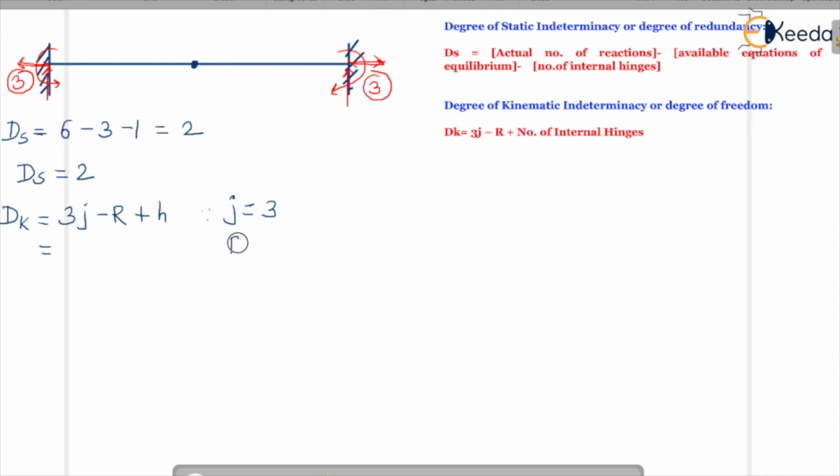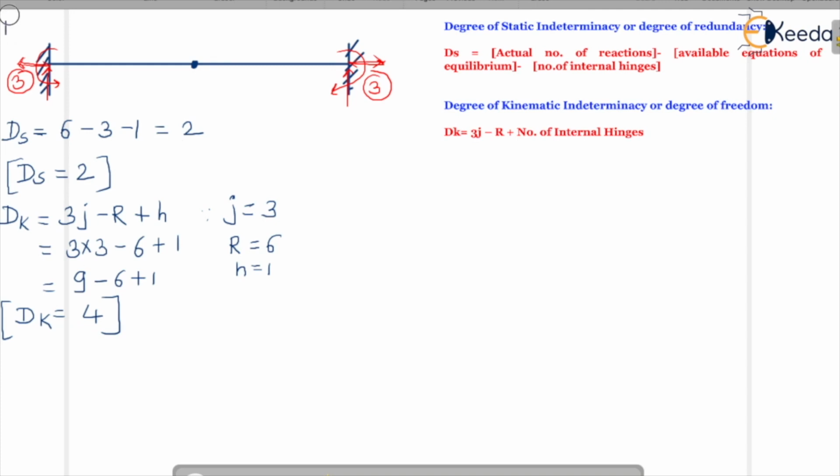How many reactions are there? We can see that there are 3 plus 3, so 6 reactions, and the internal hinge is 1. So 3 into 3 minus 6 plus 1, which is 9 minus 6 plus 1, so 4. So the kinematic indeterminacy, meaning the degree of freedom, is 4, and the degree of static indeterminacy is 2. I hope this problem is clear to you. It's simple. Once you understand the concept, it becomes easy to solve.